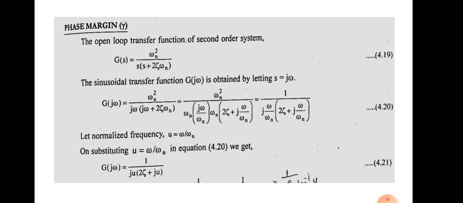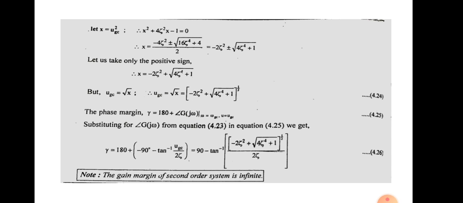Similarly, we have to find out the gain margin. In the case of a second order system, the gain margin will be equal to infinity. So these are the frequency domain specifications.